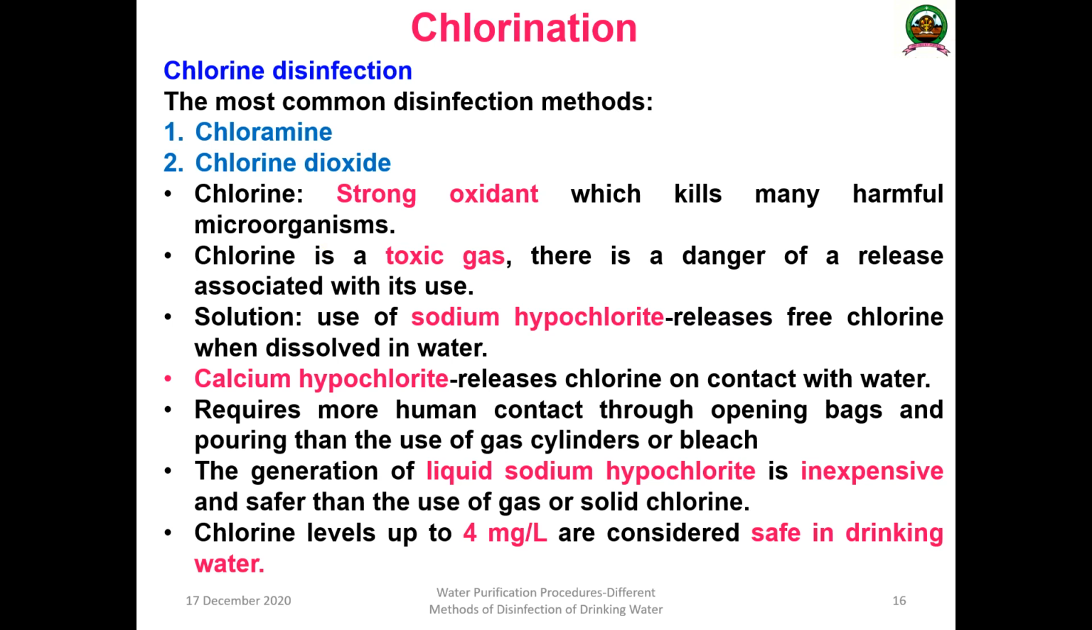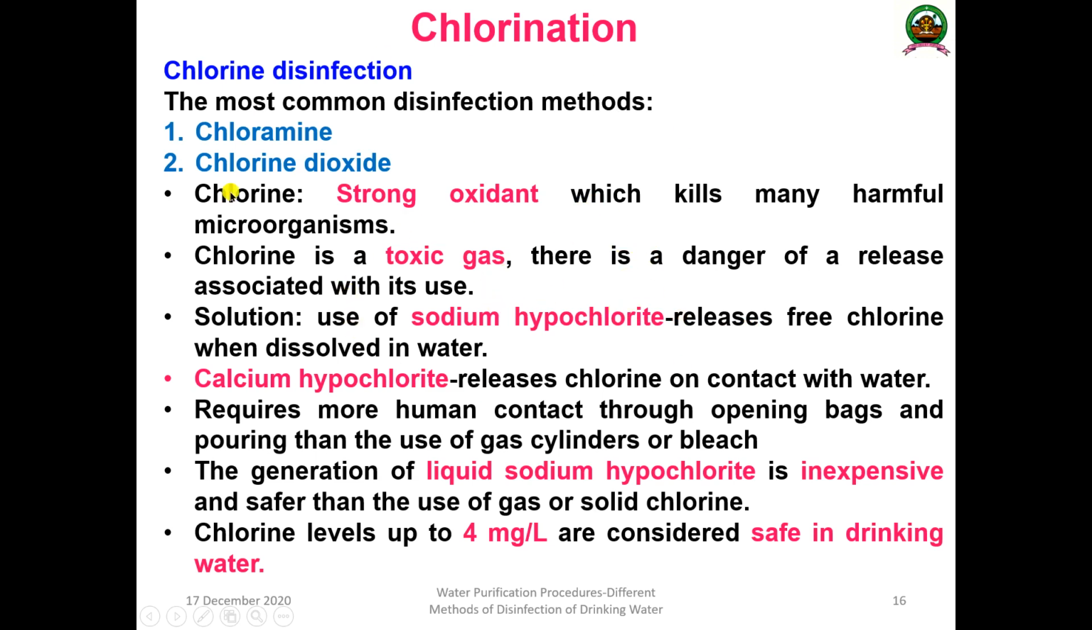First, chlorination. Chlorine disinfection is the most common and powerful disinfection method, known as halogenization. As you know, chlorine is very toxic to bacteria. There are two important methods in which we can use chlorination: one is chloramine, and the other is chlorine dioxide. Generally, chlorine is a strong oxidant which kills many bacteria. As it is a toxic gas, there is a danger of release associated with its use, because chlorine is highly toxic and if it is simply released, it will create a lot of problems in the food web and food chain.